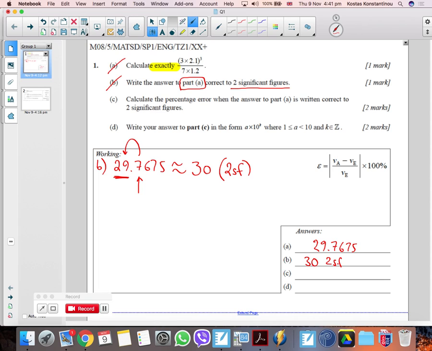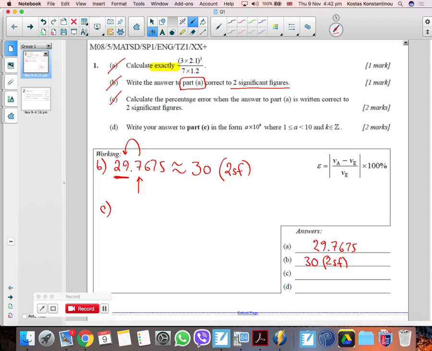two significant figures. Easy. Some may confuse that 30 might be only one significant figure. Yes, but in this scenario, if you round the number 29.7675, it can only be rounded to two significant figures. C.